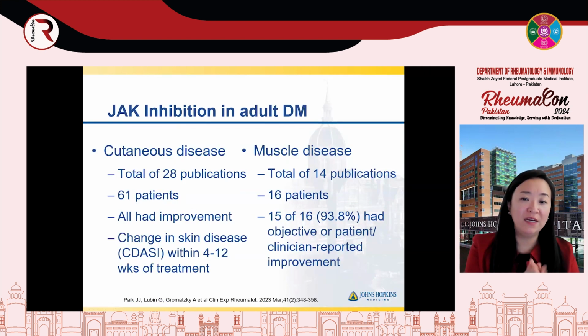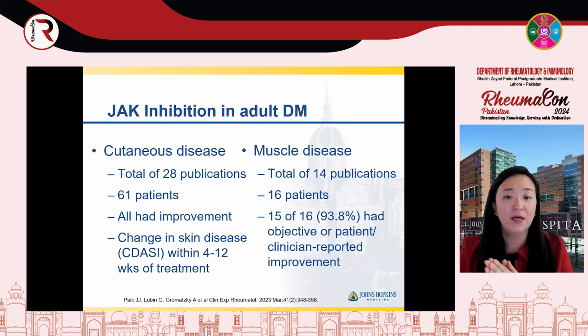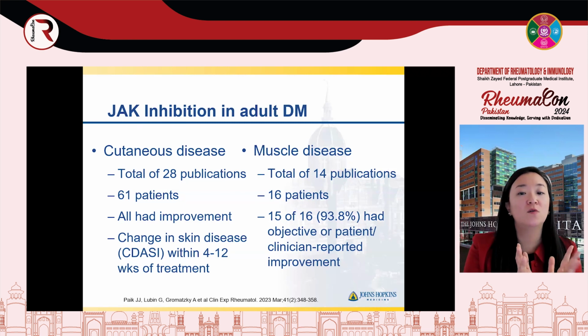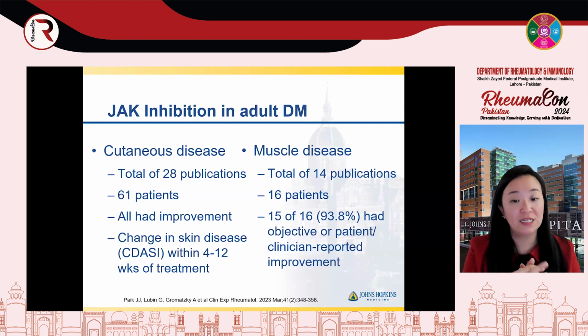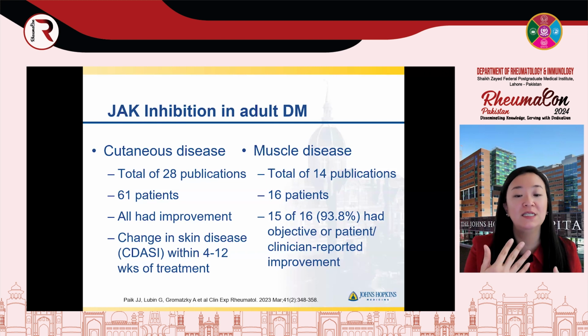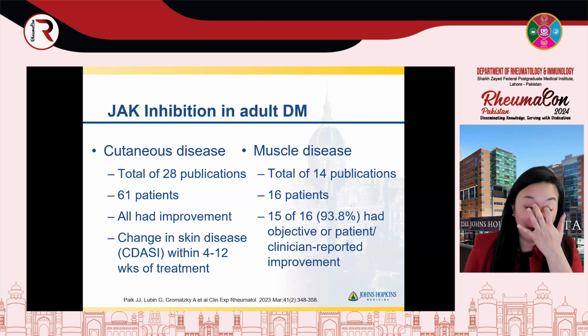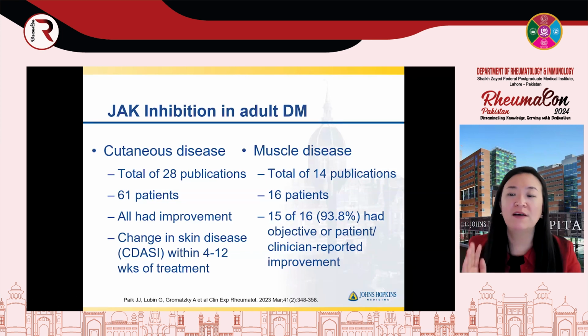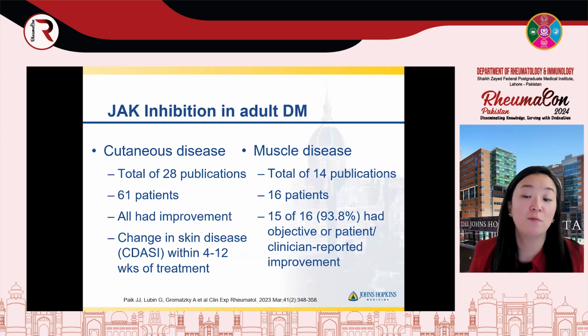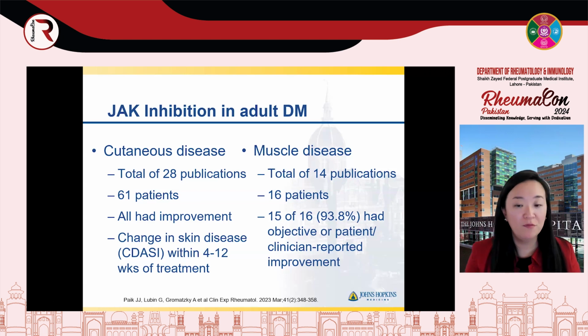And if you look at the cutaneous disease versus muscle disease, for the skin disease there were 28 publications, 61 patients, and all had improvement in their skin disease. And similar to our proof of concept study, the improvement in the skin disease measured by the CDASI improved within 4 to 12 weeks of treatment. There was definitely less evidence for muscle disease. There were 16 patients, and 15 of the 16 had objective or patient or clinician reported improvement.